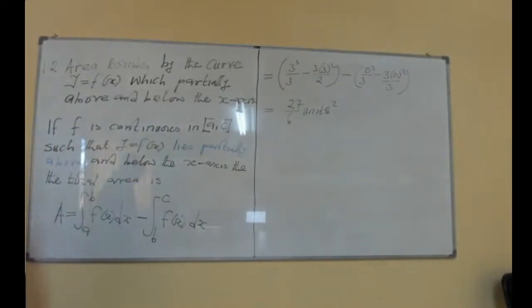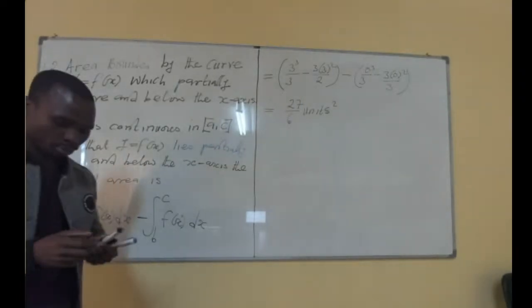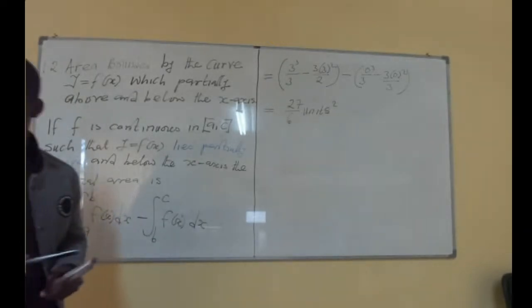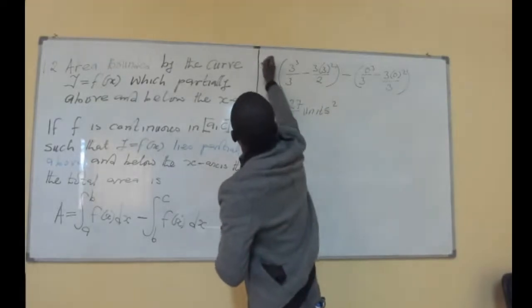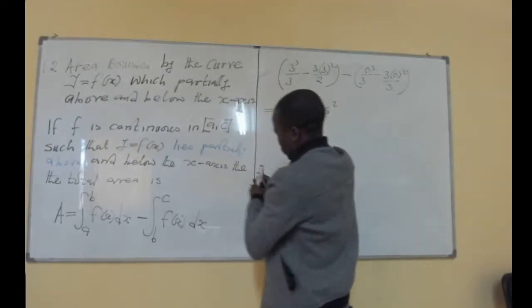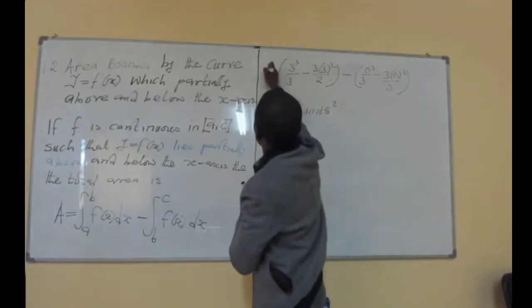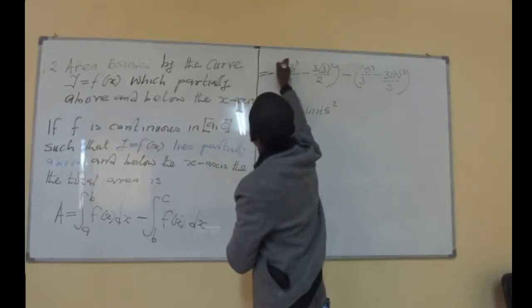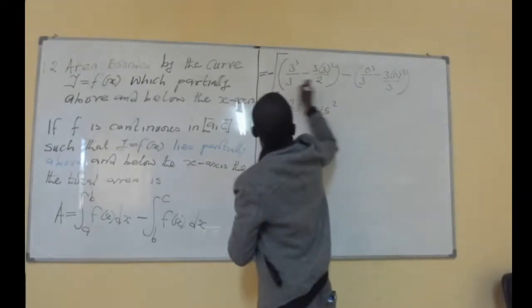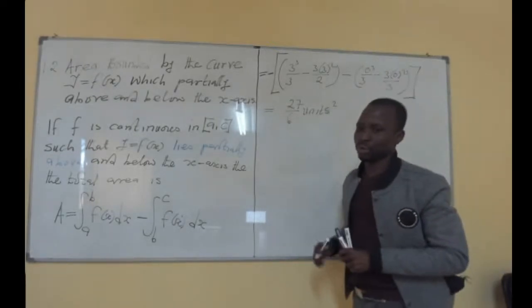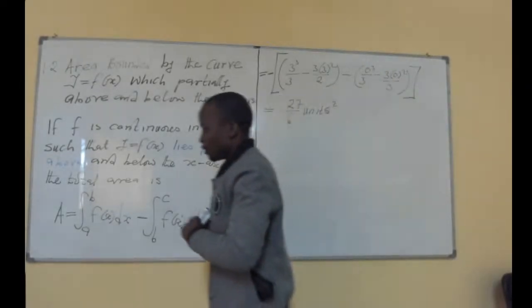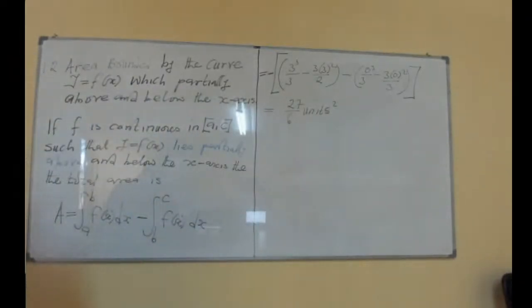Someone has asked a question: are we not supposed to put the negative sign? Yes, we're supposed to put that. I just missed it out. Let me go back to the solution. We are supposed to put the negative here, sorry for that. Then you do this and you do that. When you compute everything, it will give you 27 over 6. I hope we have answered your question.